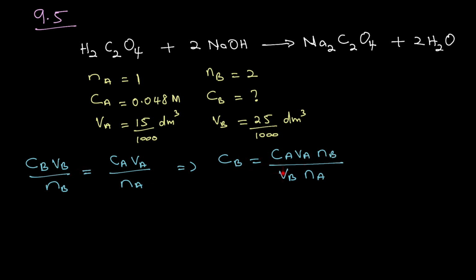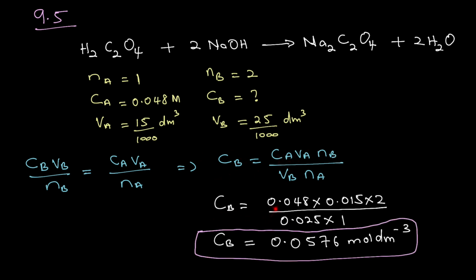Now I'm going to substitute these values in to calculate CB. So now CB equals 0.048 times 0.015 times 2 divided by 0.025. And CB equals 0.0576 mole per decimeter cube. That's the concentration we're looking for.